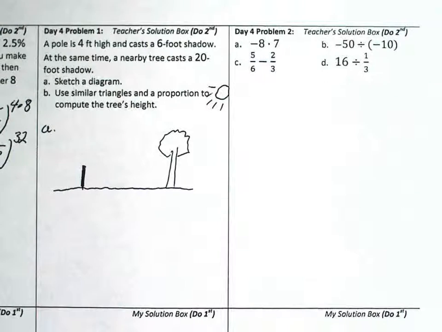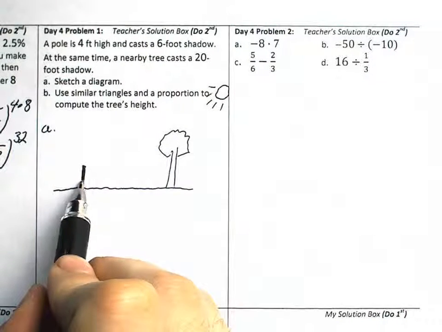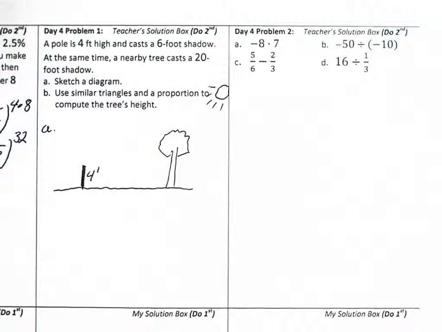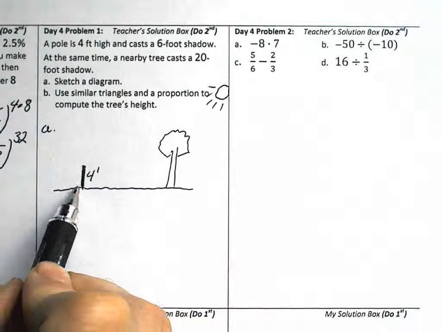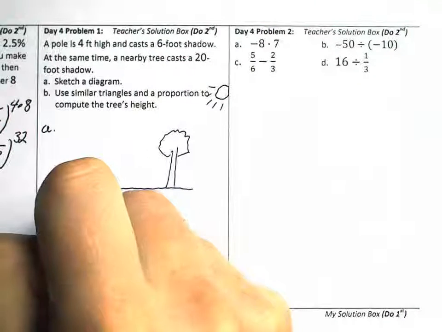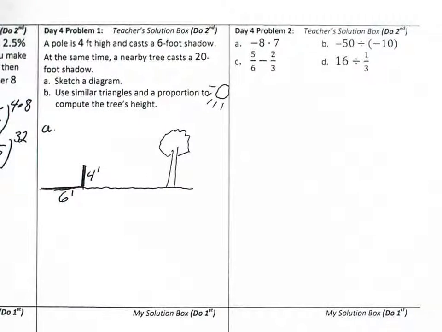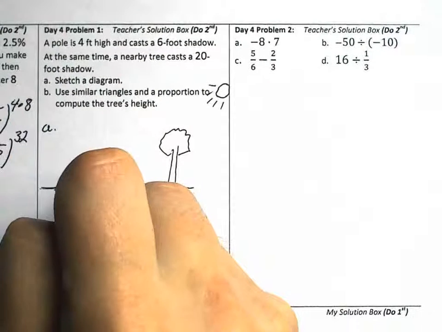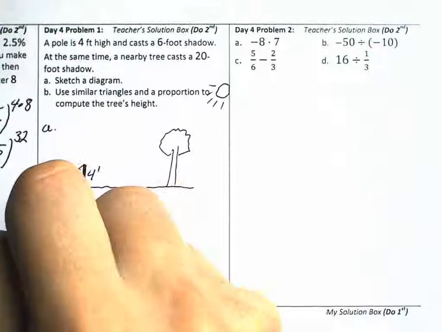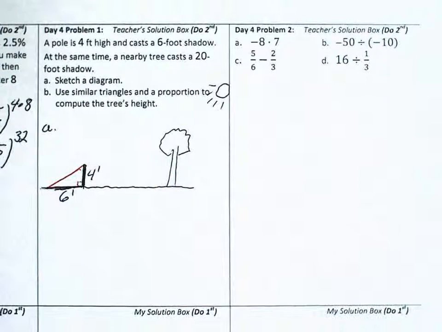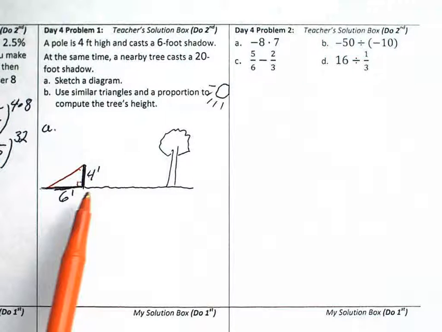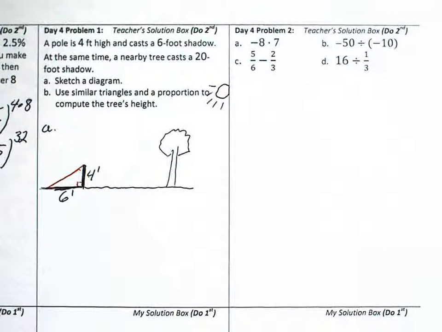Okay. Now let's focus our attention on the pole. We're told that the pole is 4 feet tall and it casts a 6-foot shadow on the ground. So there's a dark spot on the ground that is 6 feet long. And the idea here is that this creates a right triangle shape. So here is a right triangle located at the pole. The pole is 4 feet tall and the shadow is 6 feet long.